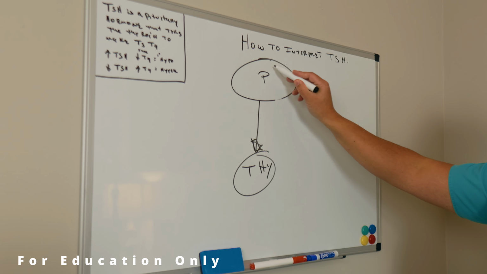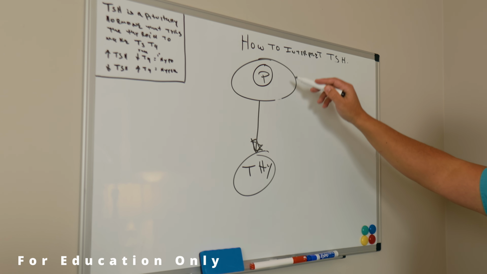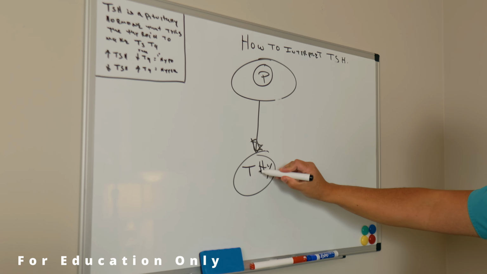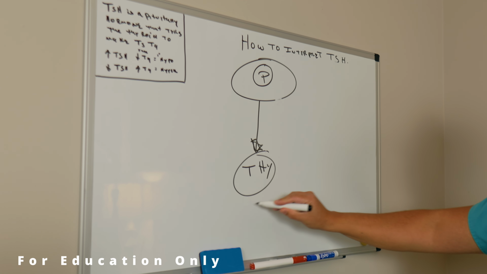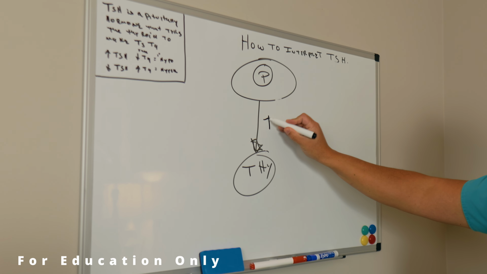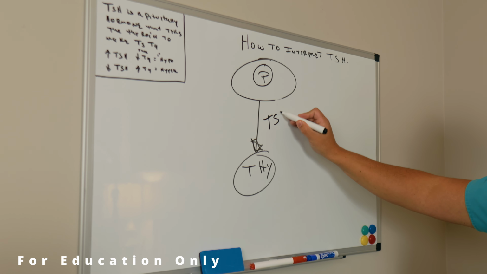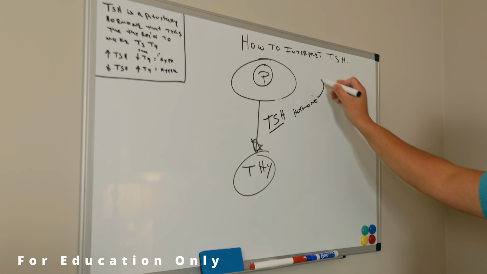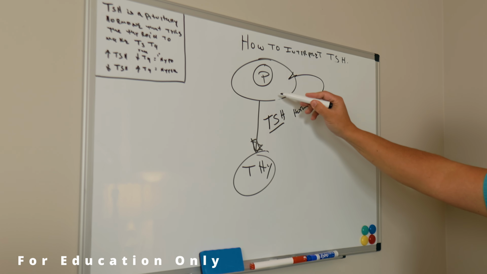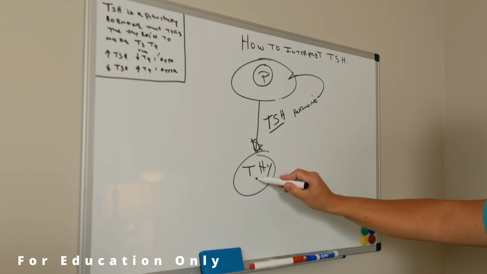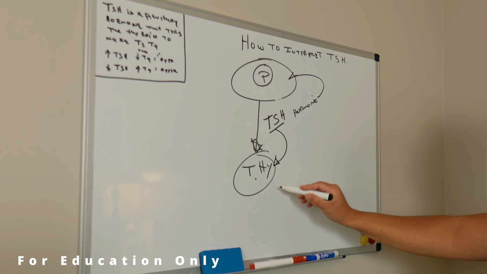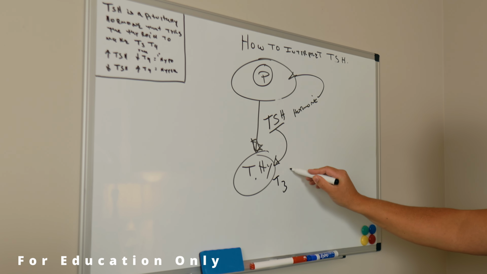We have the pituitary gland, which is in the brain, and the pituitary sends a message to the thyroid, which is on the front of the neck, and the message is via TSH, which is a hormone produced by the pituitary. The hormone is sent to the thyroid, and this hormone tells the thyroid to make T3 and T4.